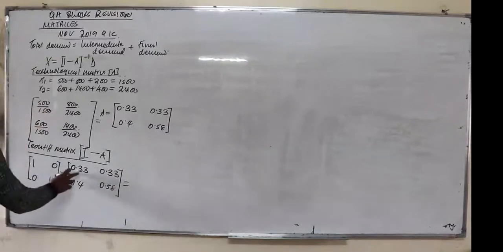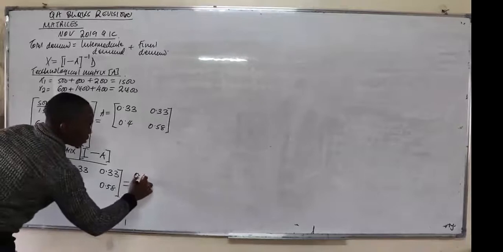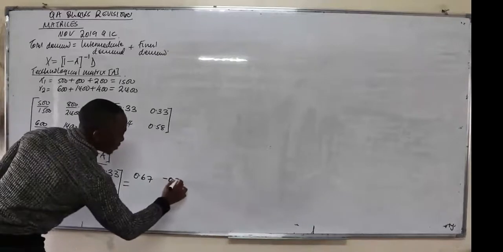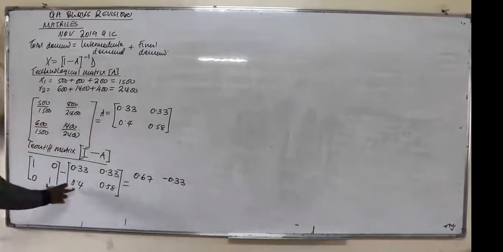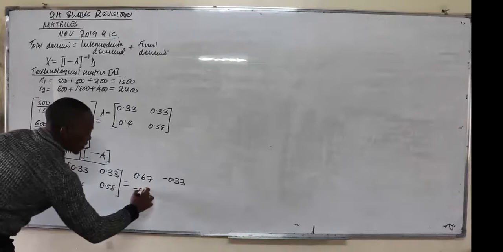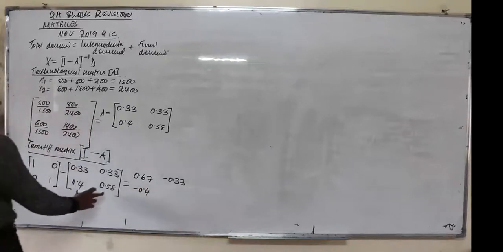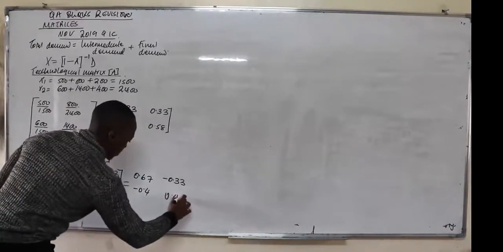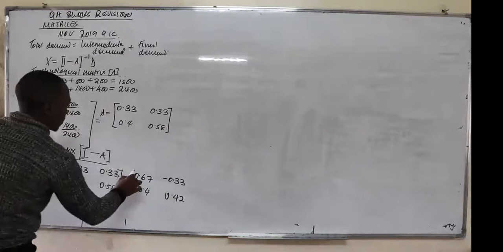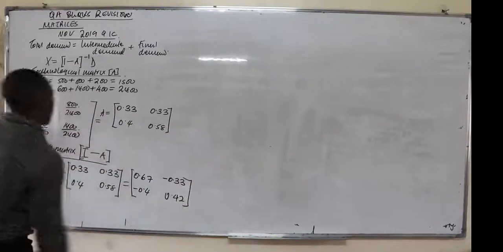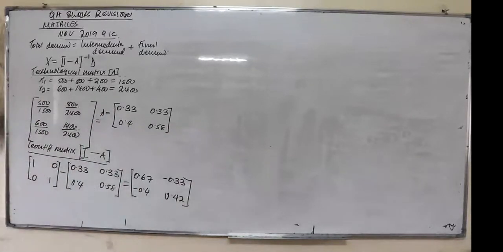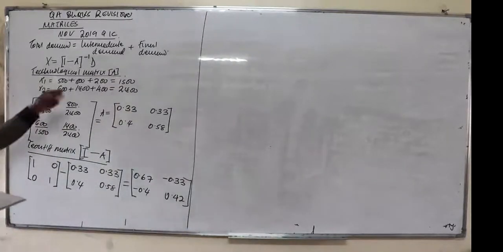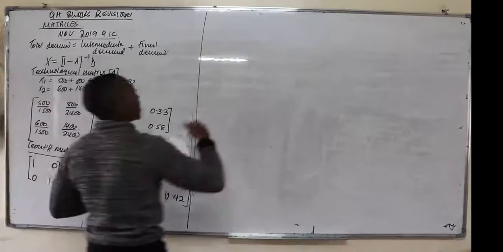So you take 1 minus 0.33, get 0.67. 0 minus 0.33, get negative 0.33. 0 minus 0.4, get negative 0.4. And then 1 minus 0.58, get 0.42, right? So that's what we call the relative matrix. Once you get the relative matrix, we need to get its inverse. We get what we call the relative inverse.